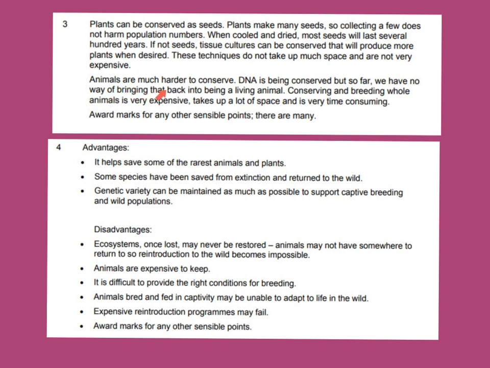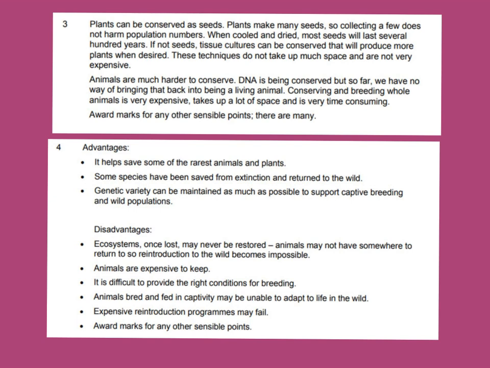Animals are much harder to conserve. DNA is being conserved, but so far we have no way of bringing that back into being a living animal. So even if we conserve the DNA, we don't have the technique, or the technique has not been successful until now, to have an animal from DNA. Conserving and breeding whole animals is very expensive, takes up a lot of space, and is very time consuming.